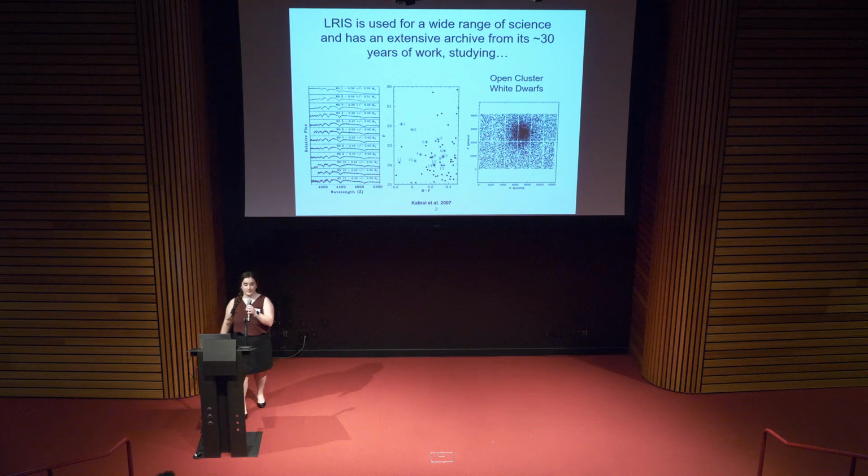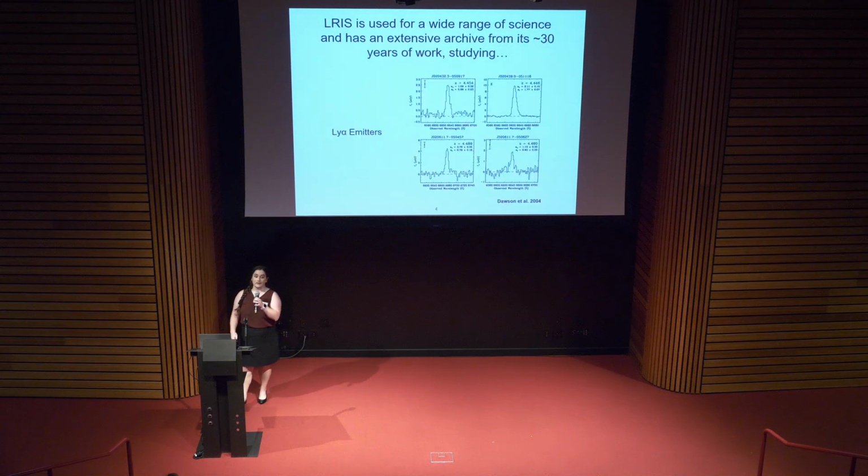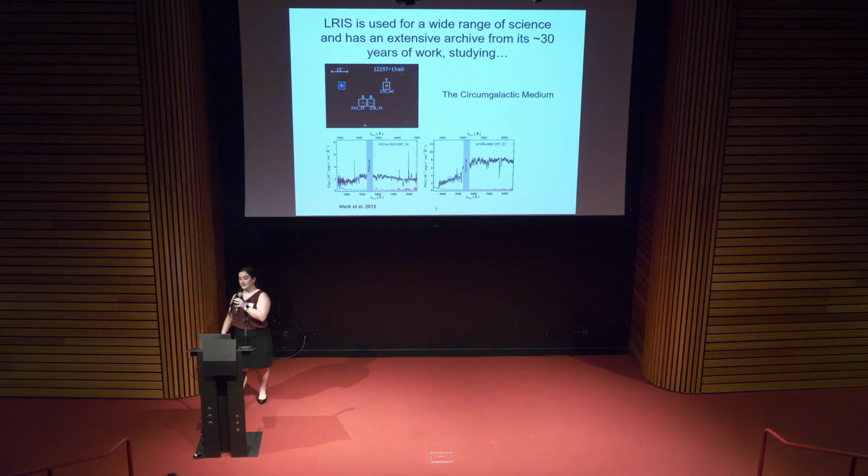So I'm sure many of you here are aware of the fact that LRIS has been used for a wide range of science over the almost 30 years that it's been in use. Just a quick list of some of those. We're studying open cluster white dwarfs, getting stellar spectra, looking at high redshift galaxies, getting galaxy spectra, looking at Lyman alpha emitters, looking at the circumgalactic medium, which is why my group initially got interested in this project, trying to find new galaxy quasar pairs for doing absorption line studies.